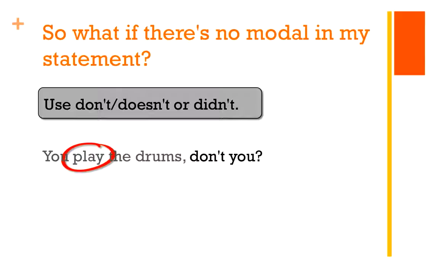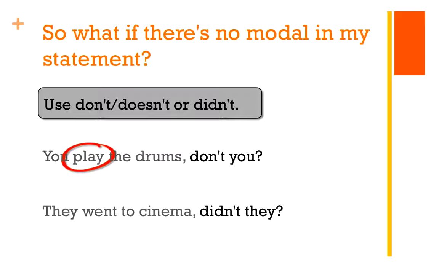The you actually tells you you need the don't and not the doesn't. He plays the drums, doesn't he? And then we have, they went to the cinema, didn't they? Went, of course, is a full verb. It's not an auxiliary, it's not a modal, it's a past tense of to go. So what are you doing? You're using didn't. They went to the cinema, didn't they? You play the drums, don't you? They went to the cinema, didn't they?